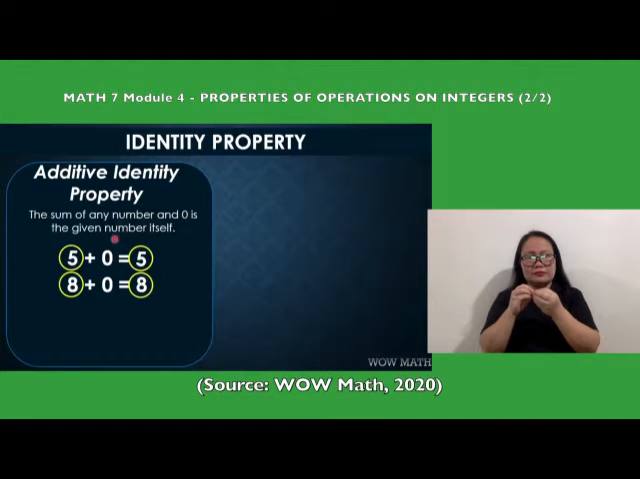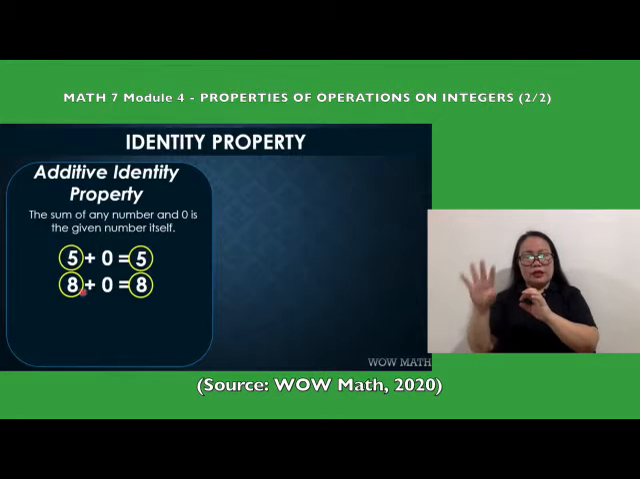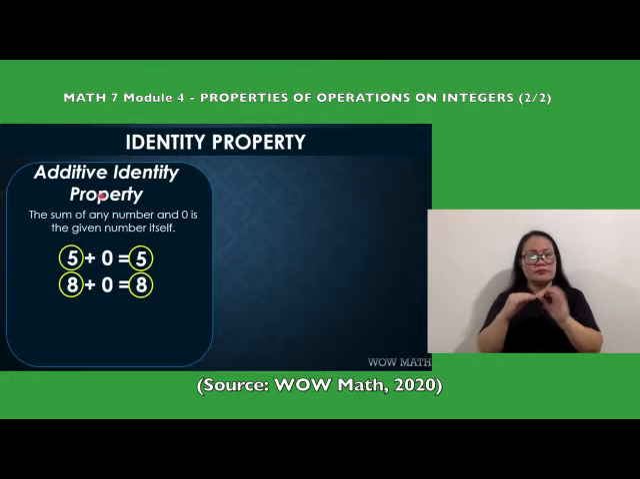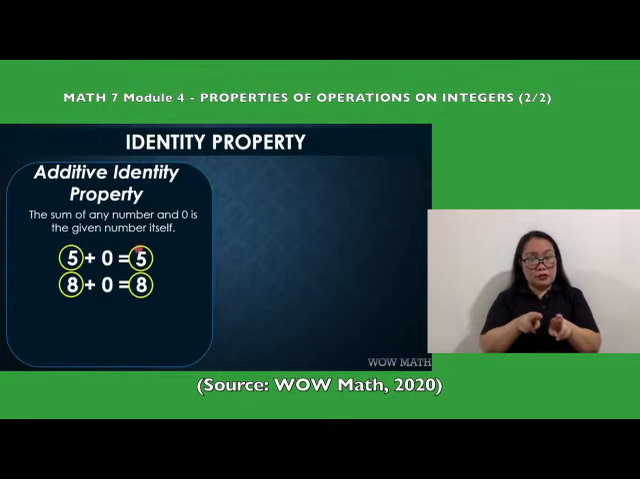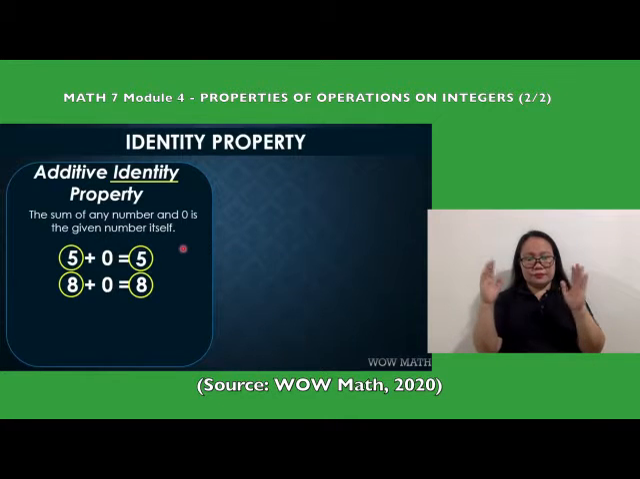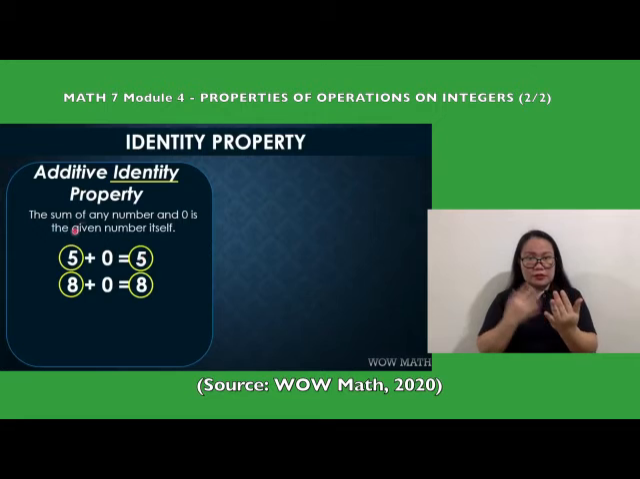What do we mean by this? Kung ang 5 in-add mo sa zero, the result is also 5. Kung ang 8 in-add natin sa 0, the result is also 8. Okay? So, ito yung tinatawag nating additive identity property where we are adding 0 to the given number and the resulting sum is the given number itself. So, anong napansin nyo? Pareho sila, magkamukha. That's why it is called identity. Doon nang galing yung salitang identity kasi yung sagot natin ay kamukha kung ano yung given number niya.